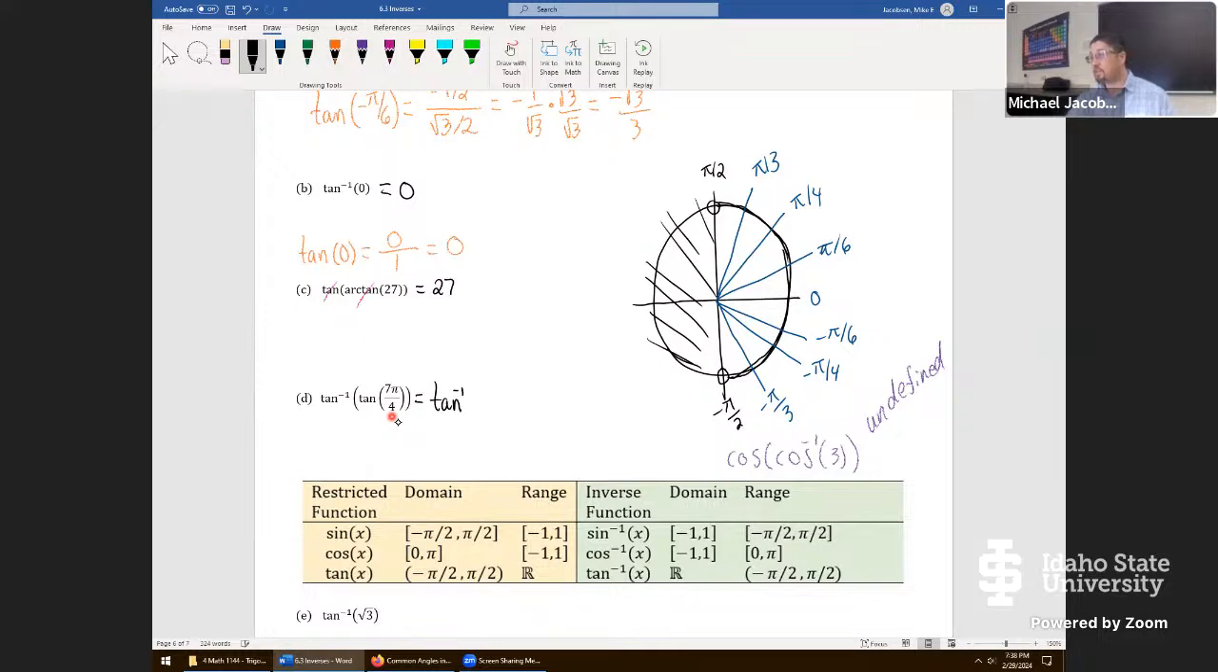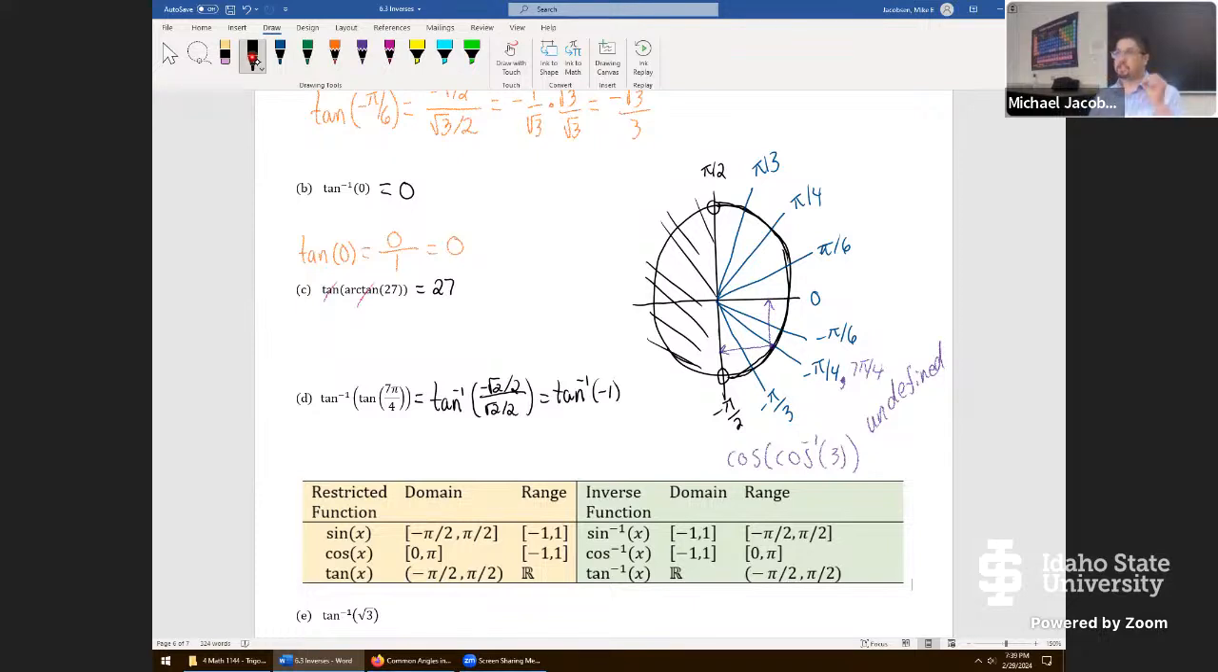But first we'll take tangent inverse. Tangent of 7π/4 will become, let's think about that one. You will have a negative root 2 over 2. Let me get rid of that thing in the numerator. That's because 7π/4 is this angle as well. And at 7π/4, sine comes out as that negative root 2 over 2. Cosine is up here at positive root 2 over 2. And so this turns into tangent inverse of negative 1.